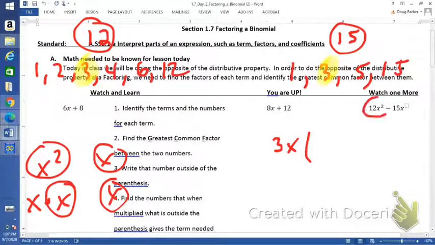3x times what gives us 12x squared? Well, 3 times 4 gives us 12, and then x times x gives us x squared.